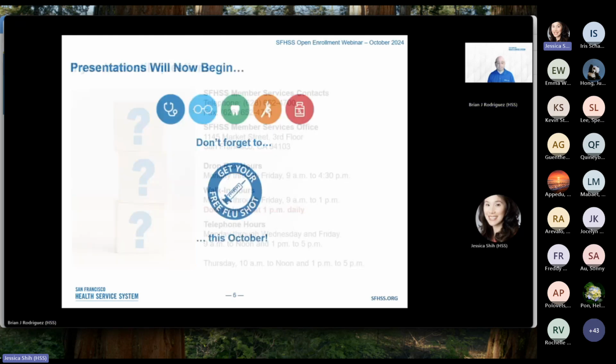And lastly, we want to remind everybody to get their annual flu shot and COVID booster to protect yourself and your loved ones during this fall and winter. And with that, our presentation will now begin.